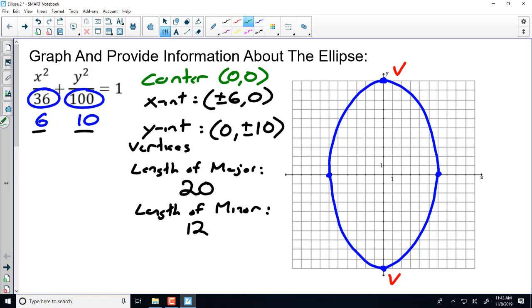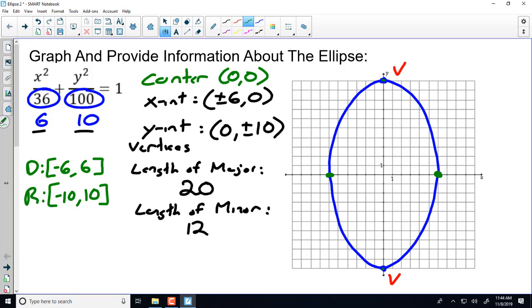What else we got? Well, we could do the domain and range. So domain will be from here to here. So our domain is going to be -6 to 6. And our range will be from bottom to top. No, -10 to 10.